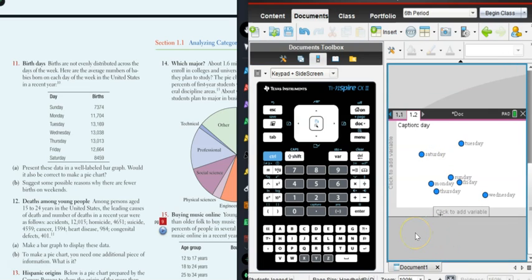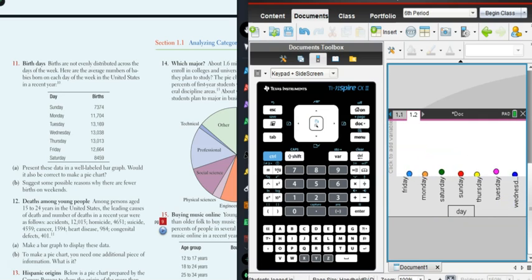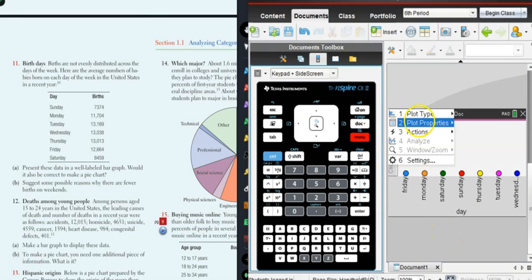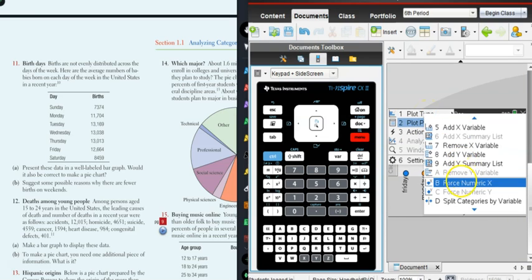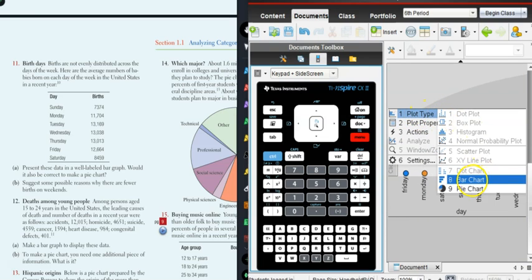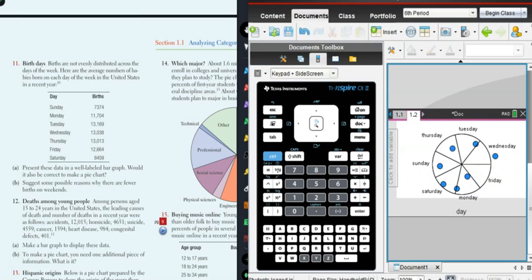Now, once you get to this screen, if you're doing a bar graph or a pie chart, you need to be very careful, because once you designate both axes, it won't let you do that. And I'll show you what I mean. If I wanted to designate this as the day that the births occurred, notice if I hit Menu and go to Plot Type, look what the options are. Bar chart and pie chart. I've got two options. If I hit Pie Chart, you can see it'll actually create a pie chart for you.